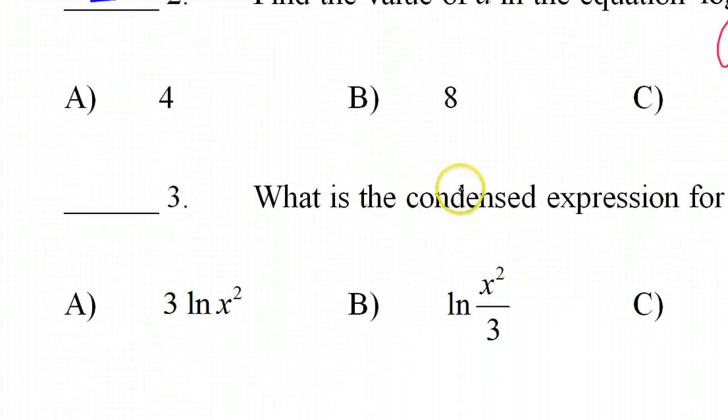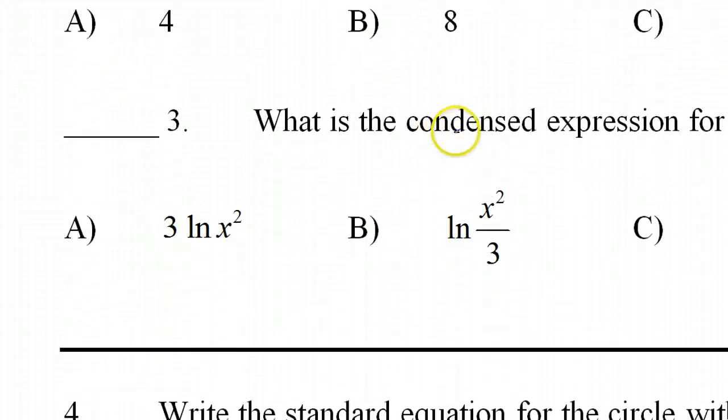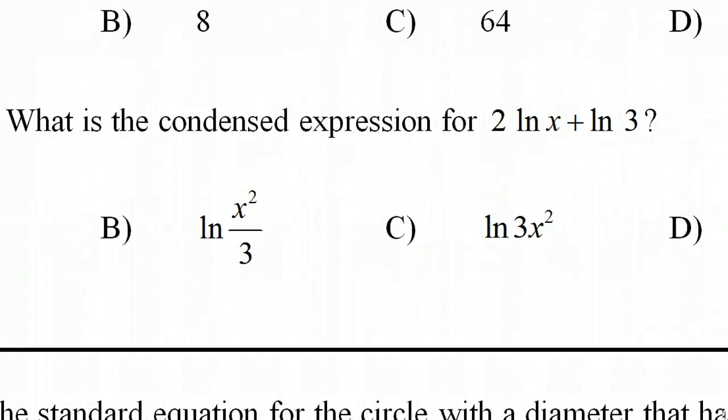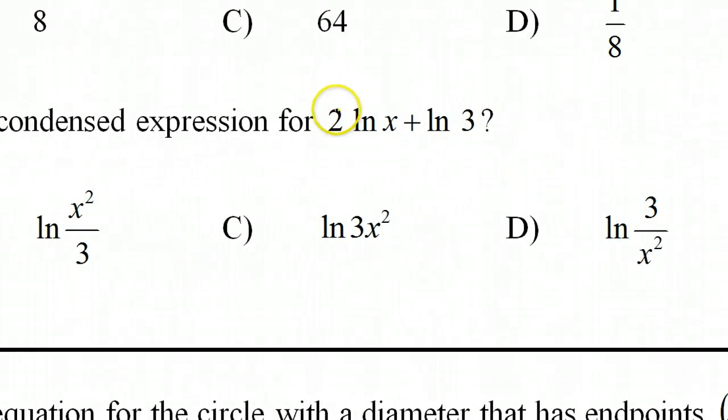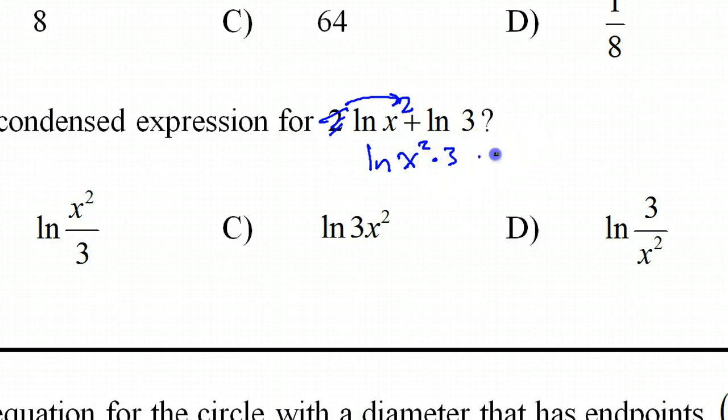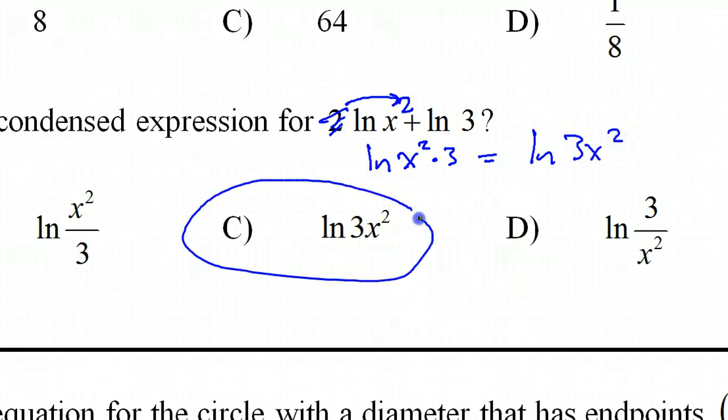Okay, looking at number 3. What is the condensed expression for this? Well, we learned that this coefficient can, in condensed form, become a power. And then, like we just reviewed on problem number 1, when you're adding logs, you wind up multiplying. So this would be natural log of x squared times 3, which we would more tend to write as natural log of 3x squared. And oh look, that's C.